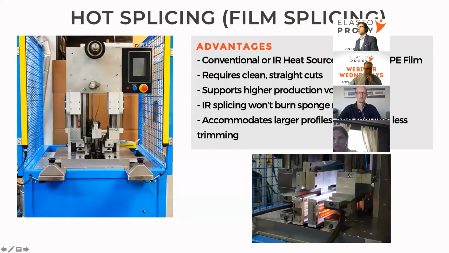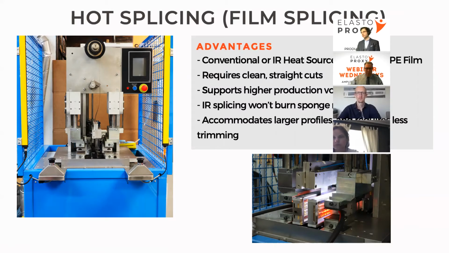So film splicing, or infrared heat source splicing. This is better on sponge rubber. There are two different types of rubber: solid rubber or sponge rubber. If you want to use conventional methods of hot splicing with sponge rubber, it's very hard. Chances are you will burn the sponge, you'll burn the actual profile. So we have to find a different way of bonding these gaskets together.